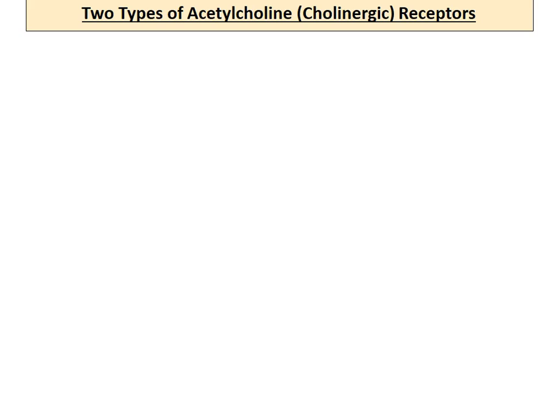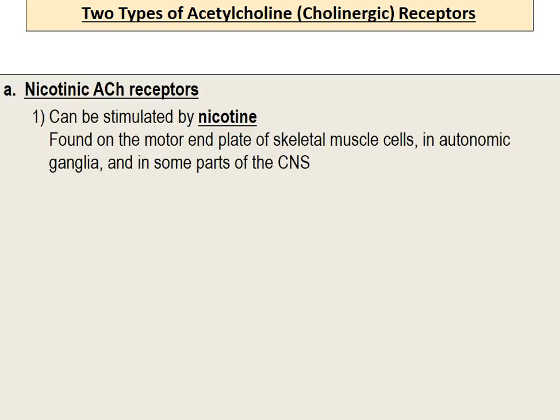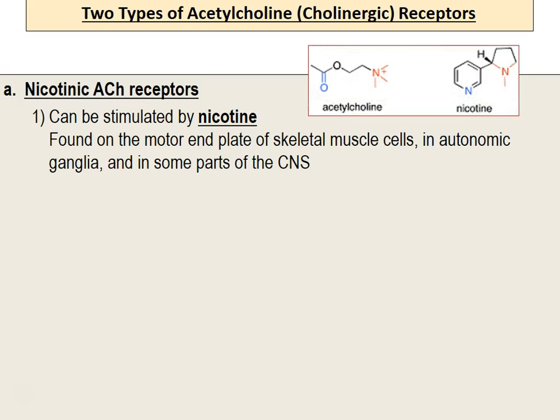Acetylcholine receptors are called cholinergic. And you have the nicotinic acetylcholine receptors. They are named nicotinic because they can be stimulated by nicotine. These are found on the motor end plate of skeletal muscle cells, in autonomic ganglia, and in some parts of the central nervous system. And there you have a picture of acetylcholine and nicotine.